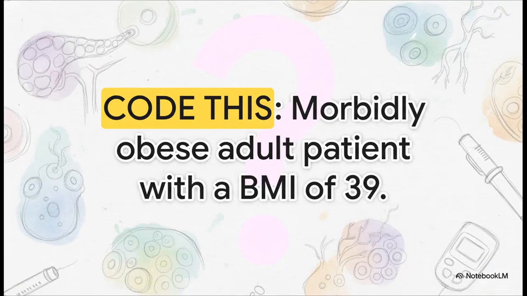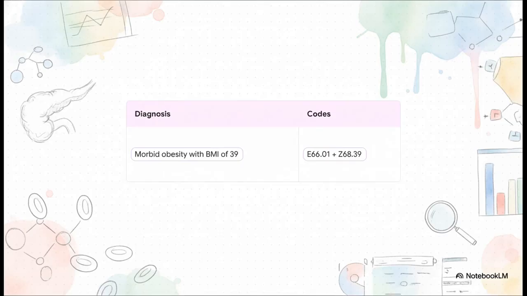A patient has a diagnosis of morbid obesity, and the physician has noted their BMI of 39 is clinically significant. What's the code combination? That's right, it's another 2-code combo. You start with E66.01 for the morbid obesity itself. Then you add that secondary code, Z68.39, to specify that the adult's BMI is between 39.0 and 39.9. Together, they tell the whole story.